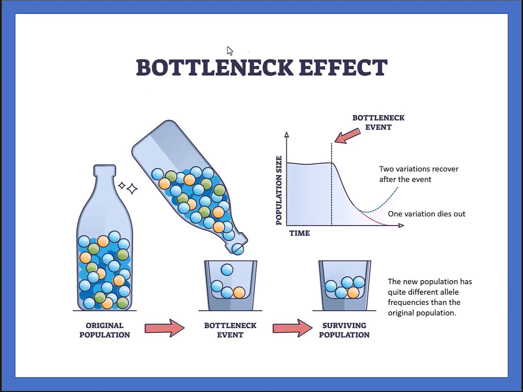So here is a nice graphic of the bottleneck effect, and the reason that it's called that. If we've got an original population here, and only a few individuals are going to survive, it's like taking an entire population and putting it through a narrow neck of a bottle. Only some of them are going to survive, and it's possible that some of the variations could die out, or that the allele frequencies may change dramatically.